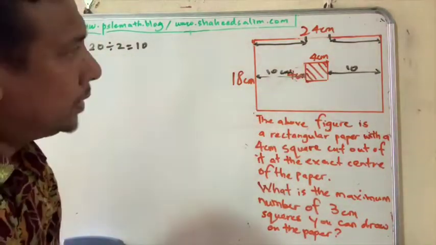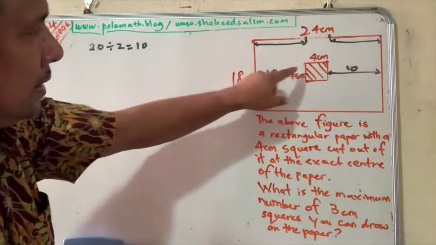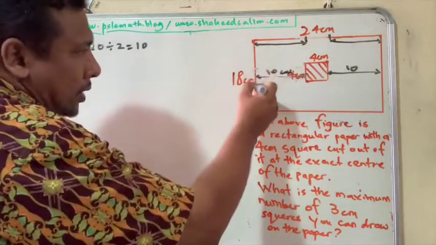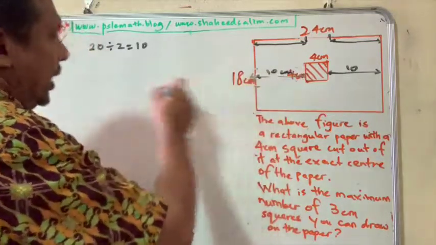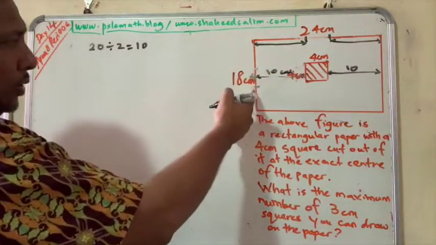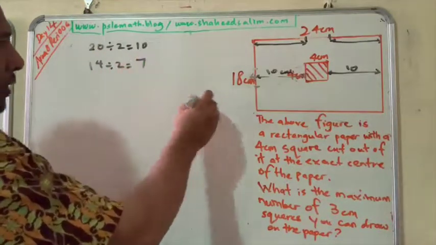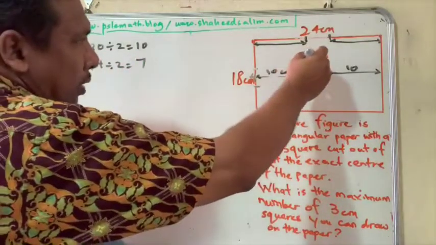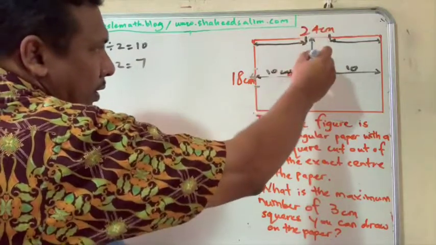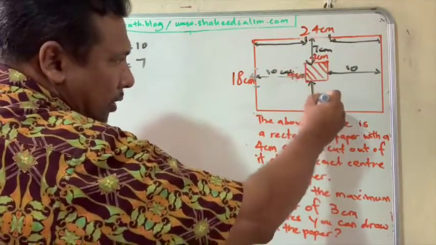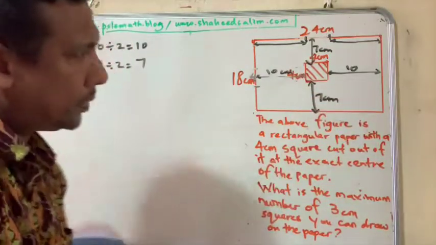All right. And if this is at the exact center, that means it's here 4 cm here. So 18 minus 4 gives you 14. 14 divided by 2 gives you 7. So from here to here is 7 cm. From here to here is 7 cm.